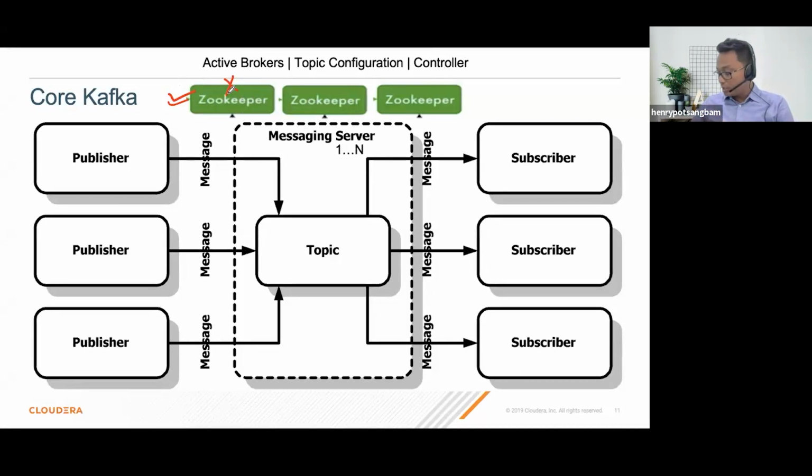So you need to deploy multiple Zookeepers in order to enhance the availability of your cluster. In this example, we deploy 3. 3 is ideal. You can also deploy 5 if you have a very big cluster, but 3 is the recommended one.